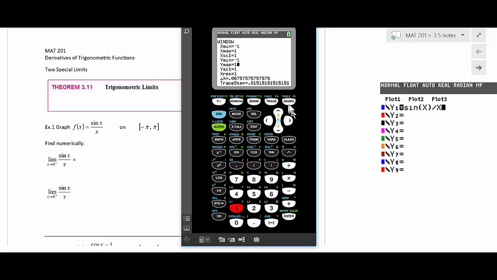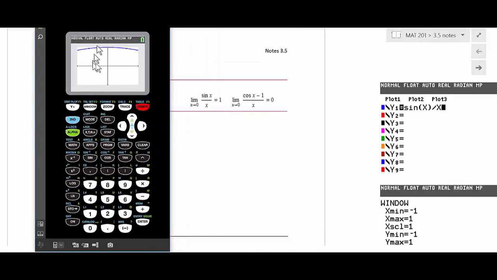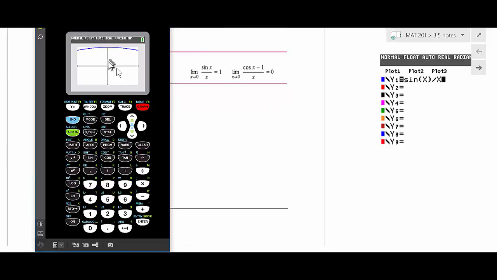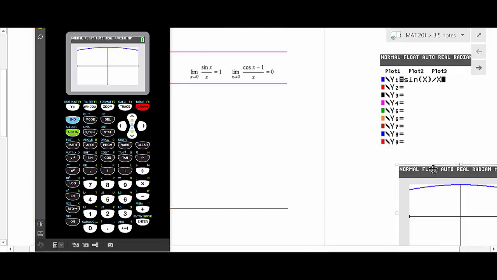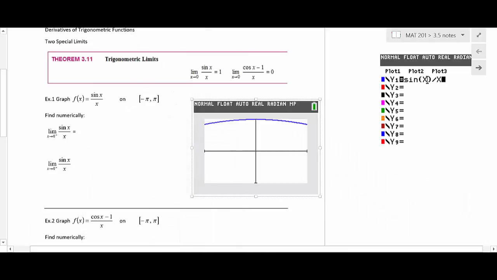So if you get your window set up like that, let's see what we got here. Okay, now this is a little bit different than a sine wave. So what we're going to have is a graph that looks kind of like this. And then we're just going to reason out what the limit is. Just look over that. All right, so everybody got that okay on their calculator?